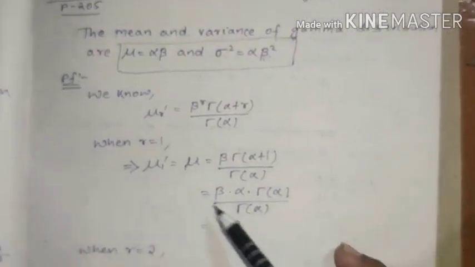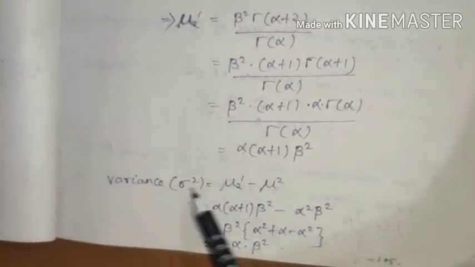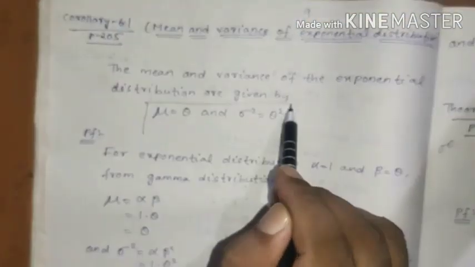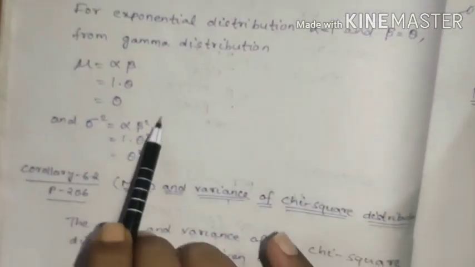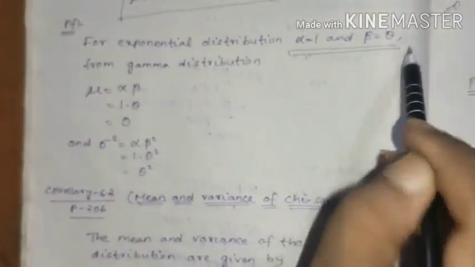We have to prove this: mu 1 dash is equal to alpha beta, and mu 2 dash is equal to alpha into alpha plus 1 beta square. So we have to find out the variance sigma square. So mu 2 dash minus mu square, the answer is alpha beta square. For the exponential distribution, similarly, mu equals theta and sigma square is equal to theta square. Mu is equal to alpha beta, 1 into theta is equal to theta, and sigma square alpha beta square, 1 into theta square equal to theta square, because alpha is equal to 1 and beta is equal to theta.